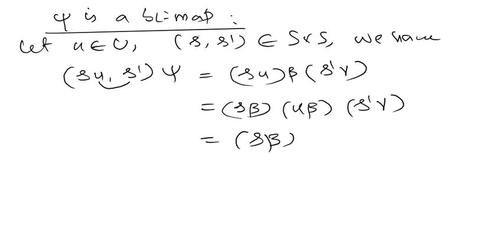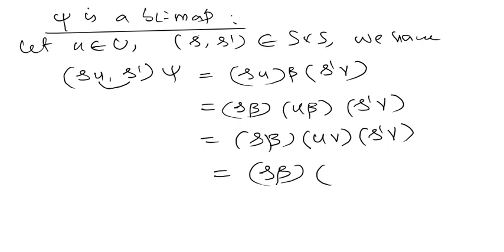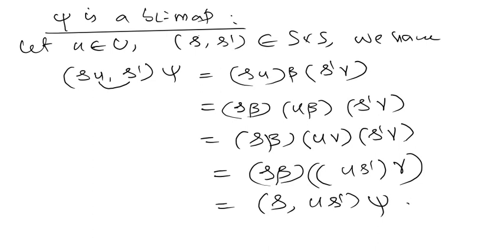But let's look at this. u beta is equal to u gamma because beta and gamma agree on u. It's equal to u gamma and s prime gamma. And now you can see this is equal to s beta, and this one is equal to u s prime of gamma. Okay. And by definition of psi, it's equal to s u s prime psi. So psi is a bimap. This is very simple. Psi is a bimap. So you get a bimap from s cross s to t.